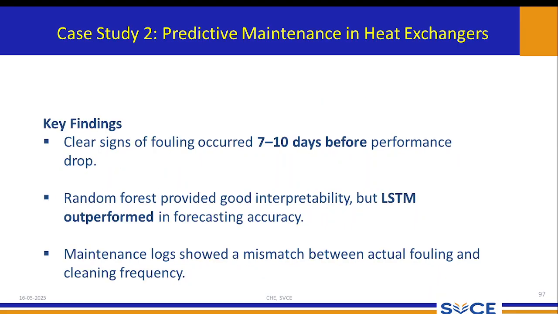Key findings: we can find out fouling 7 to 10 days before it occurs. Random forest provided good interpretability, but long short-term memory outperformed it in forecasting accuracy. Even though random forest gives good interpretability, the LSTM is better when compared to the random forest. Maintenance logs showed a mismatch between the actual fouling and the cleaning frequency.